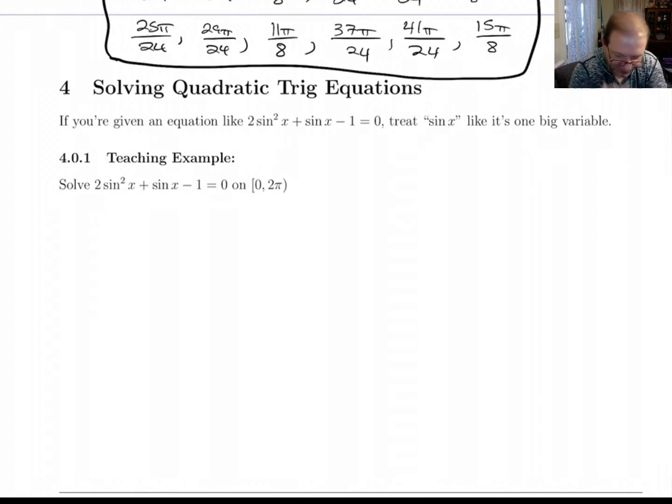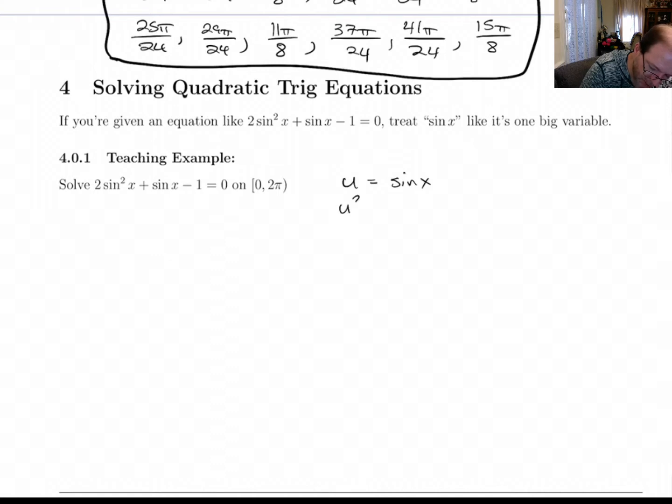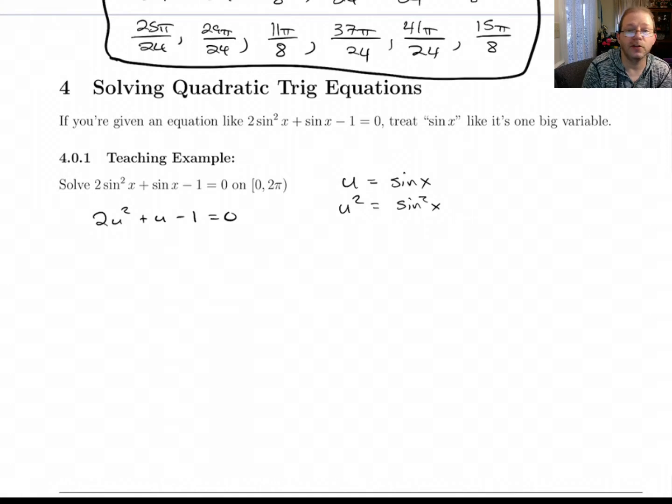So if you wanted to, you could come down here and rewrite it. Like you could say let x, or not x, we need a different variable. You could say let u equal sine x, and so u squared is sine squared x. That will let you rewrite this as 2u squared plus u minus 1 equals 0. And then you can solve that like it's a plain old quadratic equation.